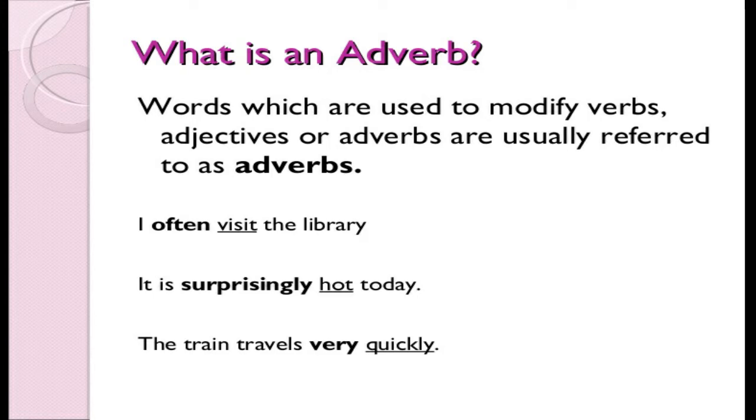Now let's see some examples. I often visit the library. Often is an adverb of frequency. Now, it is surprisingly hot today. Surprisingly is an adverb of manner. The next one, the train travels very quickly. How? Very quickly. Do you understand?